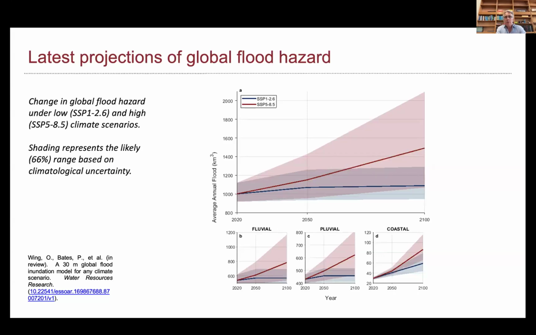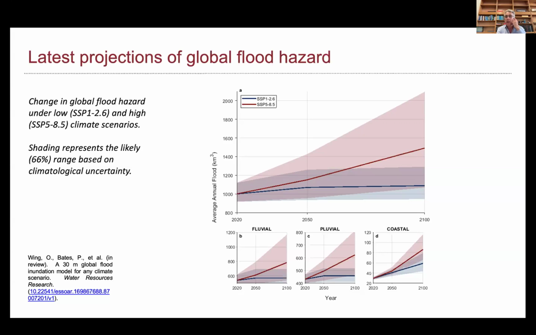And so we can use these models to project estimates of global flood hazard, with their uncertainty, into the future. Here's just an example from our paper. This is the change in global flood hazard out to the end of century under 2 climate scenarios, SSP1 and SSP5.